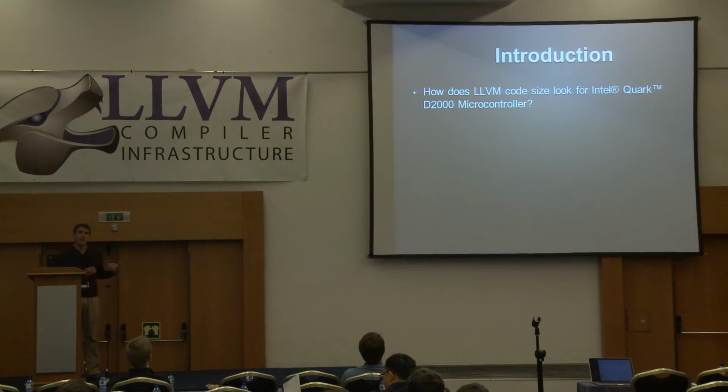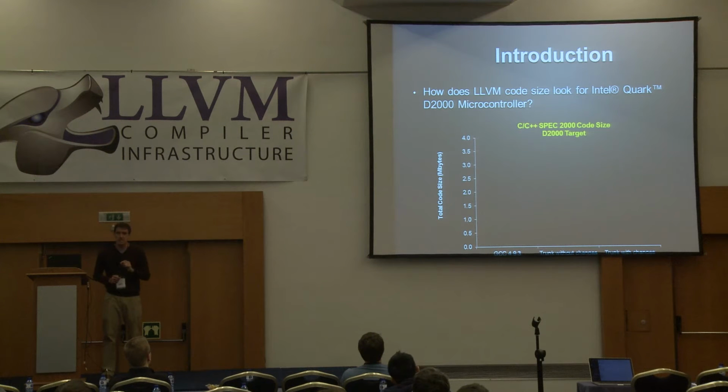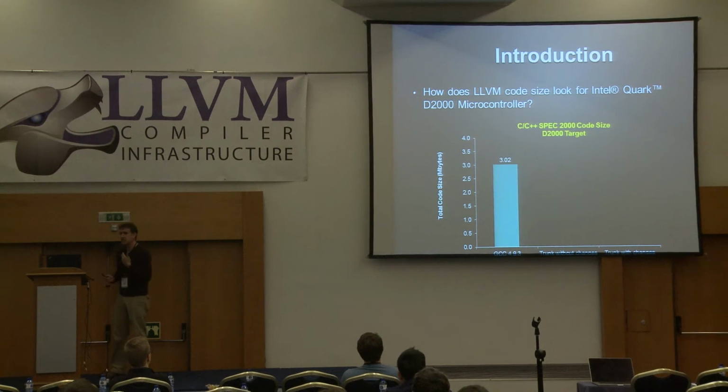So how did LLVM code size look at the start of this project? Well, our basis for comparison is going to be GCC 4.9.3. And if you take that compiler and compile all the C and C++ benchmarks in SPEC 2000, add up all the code section sizes in all of the object files, what you get is something just over 3 megabytes.